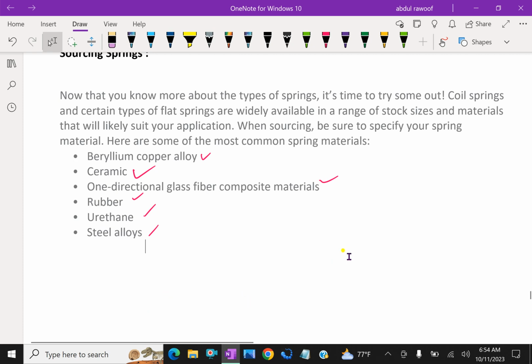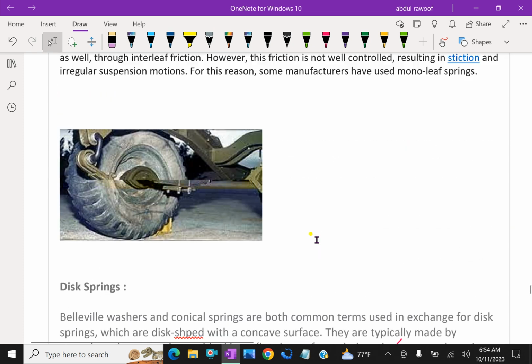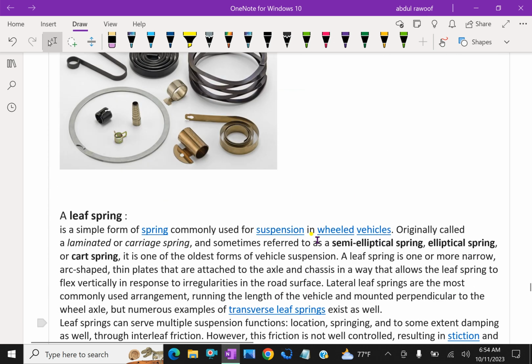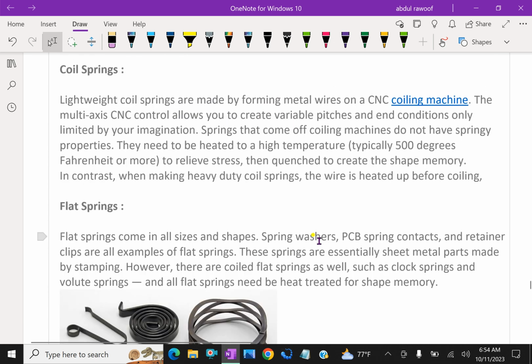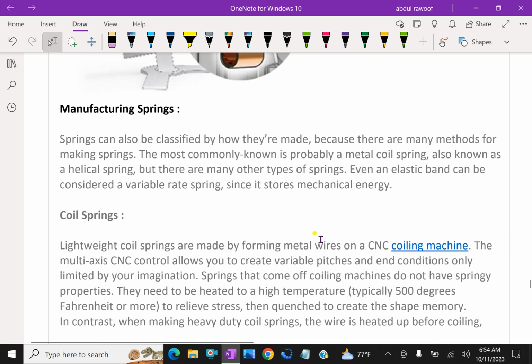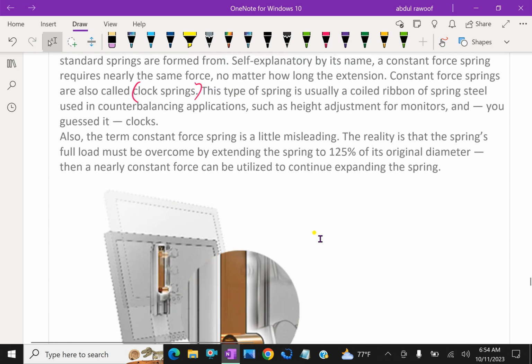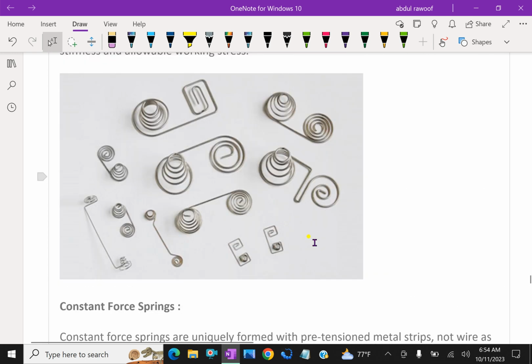So far we discussed what a spring is and how it works, as well as the types of springs and how they are manufactured. This is some information about springs. In further videos, we'll discuss their strength and design.